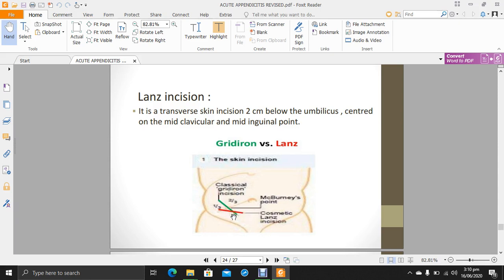There is another incision, the modified Lanz incision. We give only the skin incision in this direction, while the rest of the procedure will be like the gridiron incision.